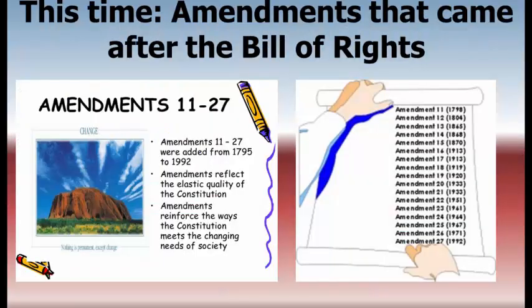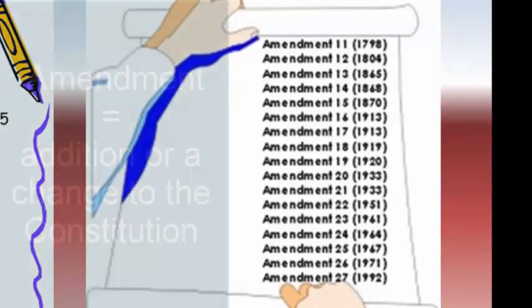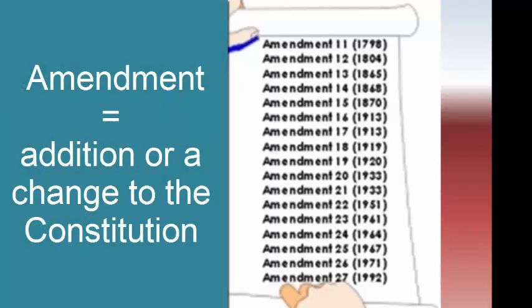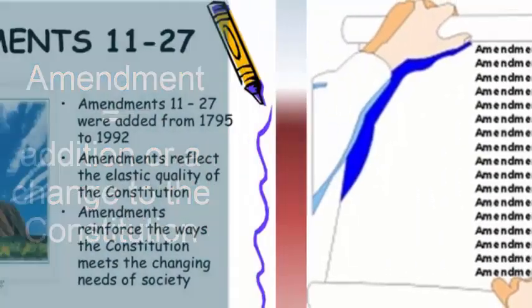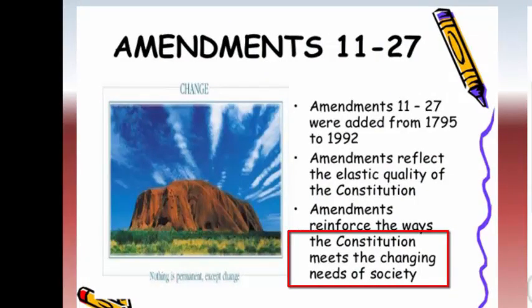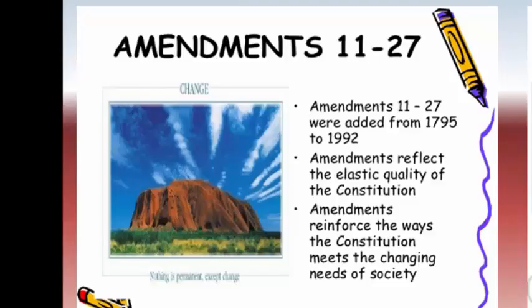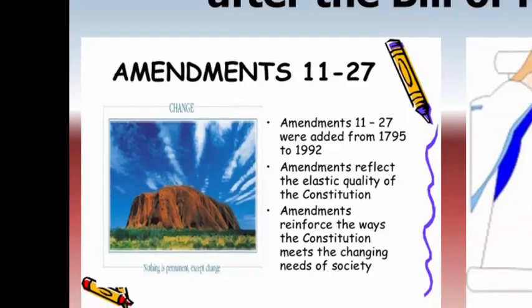But today, the amendments we are going to examine are among the 17 amendments that have been added to the Constitution over the past 200 years. And an amendment is just that. It's an addition or a change to the Constitution. And as this slide suggests, this allows the Constitution to change with the times. It's part of why we call the Constitution a living, breathing document. It's flexible, it can transform to match the changes that are taking place in America.